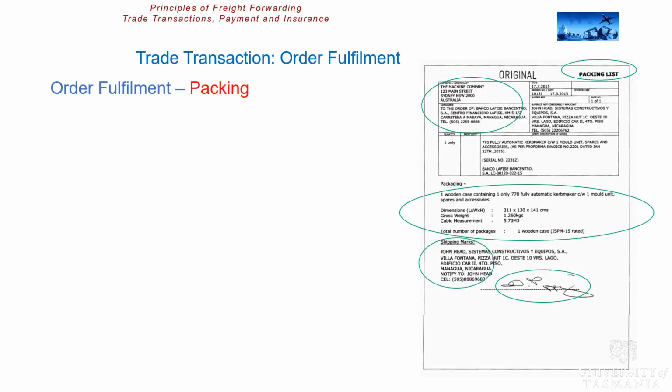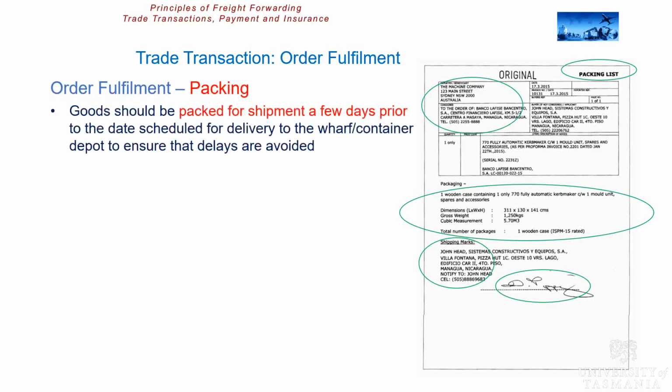At the same time that the goods are being placed into the production department, details around the packing of the shipment should be arranged, and generally goods are packed for shipment at least a few days prior to the scheduled date on which you have to send them off to the wharf, container depot or the airline terminal. Otherwise, delays could occur.